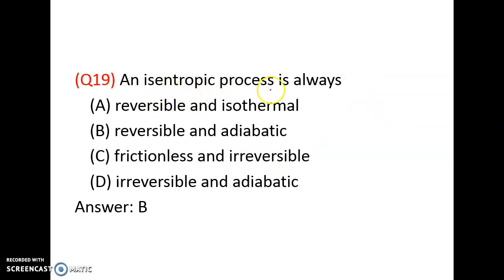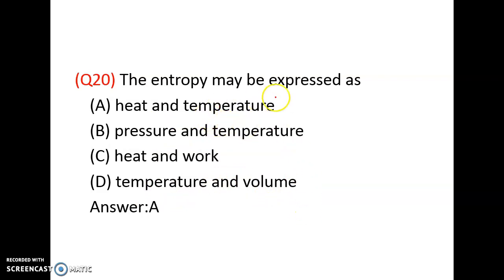An isentropic process is always reversible and isothermal, reversible and adiabatic, frictionless and irreversible, or irreversible and adiabatic. It is always reversible and adiabatic. Option B is correct.